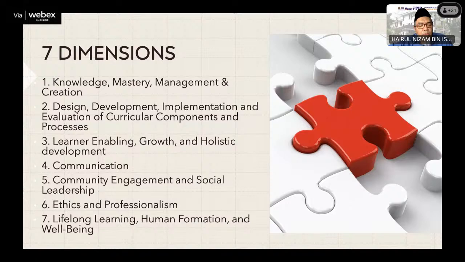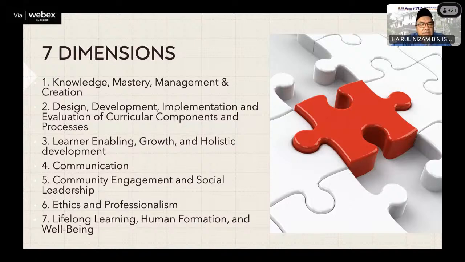Then number 5, we have community engagement and social leadership, also very much on the community side. And then we cannot run away from the 6th dimension, which is ethics and professionalism. I think almost all professions have this code of ethics, so that we act and practice integrity in our professional life. And last but not least, dimension number 7, lifelong learning, human formation, and well-being.